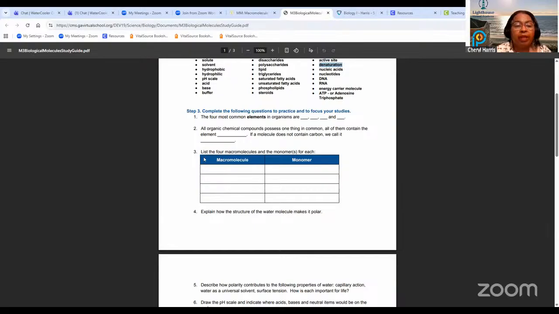All righty. List four macromolecules. You can list proteins, carbohydrates, lipids, and nucleic acids. On this side, again, use your chart so that you are listing the monomer, the single unit that is identified with each of those.